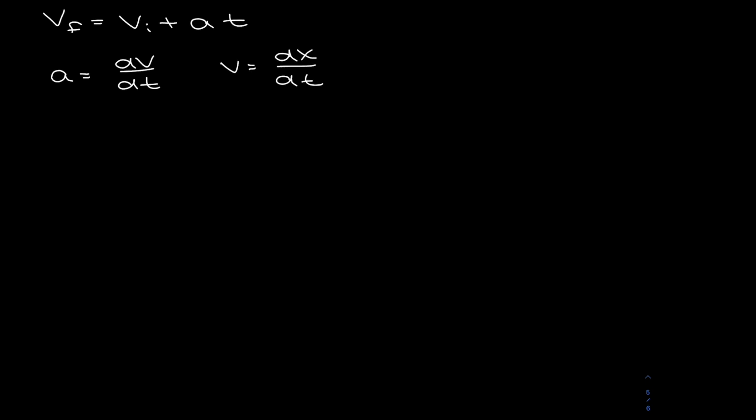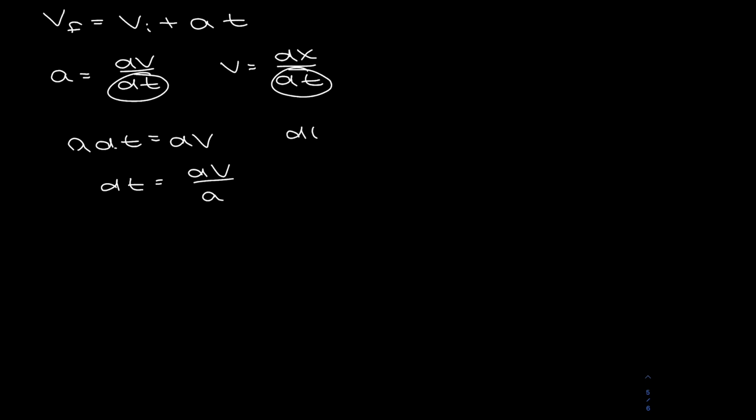change in time. Now notice that both of these have a similar term, that being the change in time in the denominator for both of these. So we are going to solve for dt for both of them and set it equal to each other and then go from there. So we get acceleration times dt is equal to dv. And then we are left with dt is equal to dv over a. And then similarly for the right side here, we get dt is equal to dx over v.